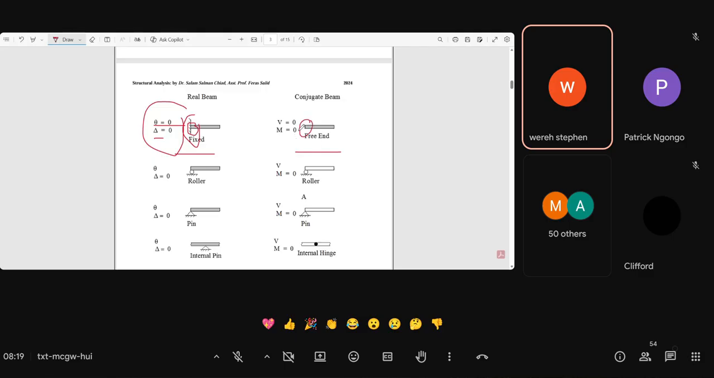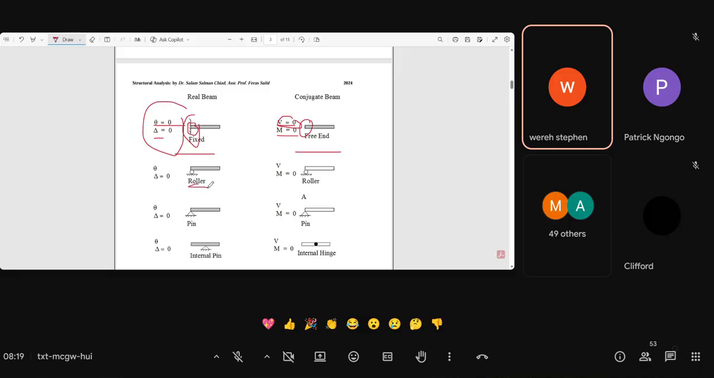In the same way, at this end, deflection is 0. V means deflection in the real beam. V means shear force in the conjugate beam. At this end, in the conjugate beam, the shear force is 0, and the moment is 0. We will see the significance of the shear force and moment. Okay.